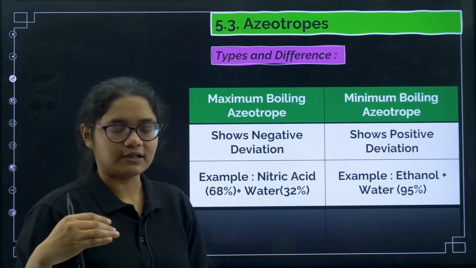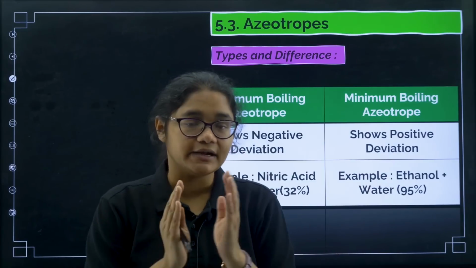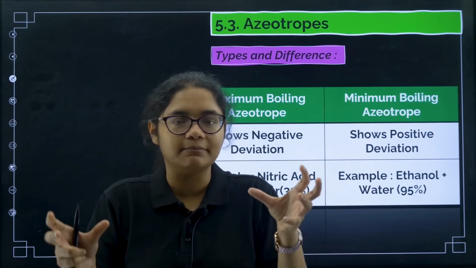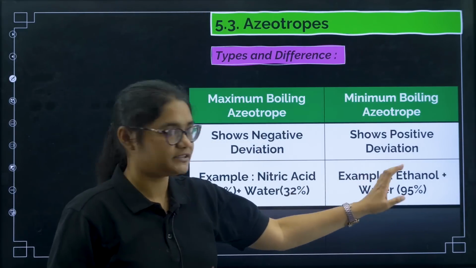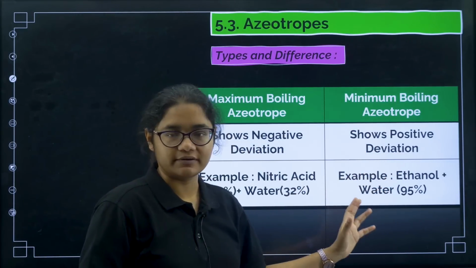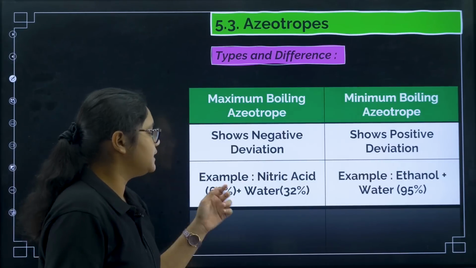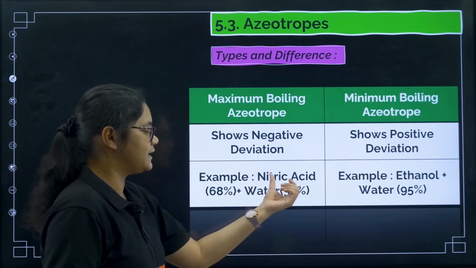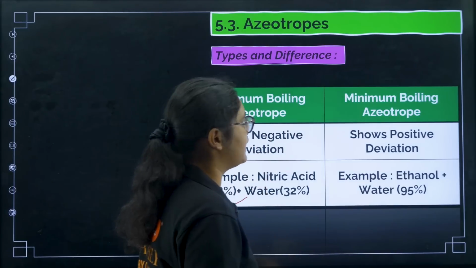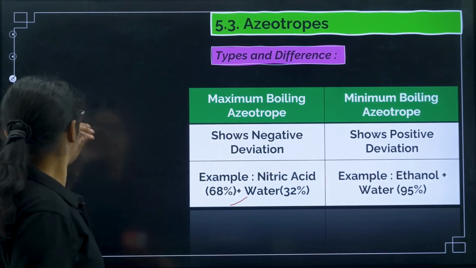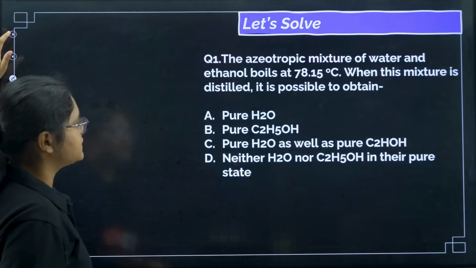Similarly, minimum boiling azeotrope means it is boiling very easily. It is boiling very easily means that A and B have weak interactions, and if it is weak interactions, it is positive deviation. So that is why it shows positive deviation. Examples of maximum boiling azeotrope are nitric acid and water at this concentration, and here you have ethanol and water. Okay. Next, we will move to some questions here.